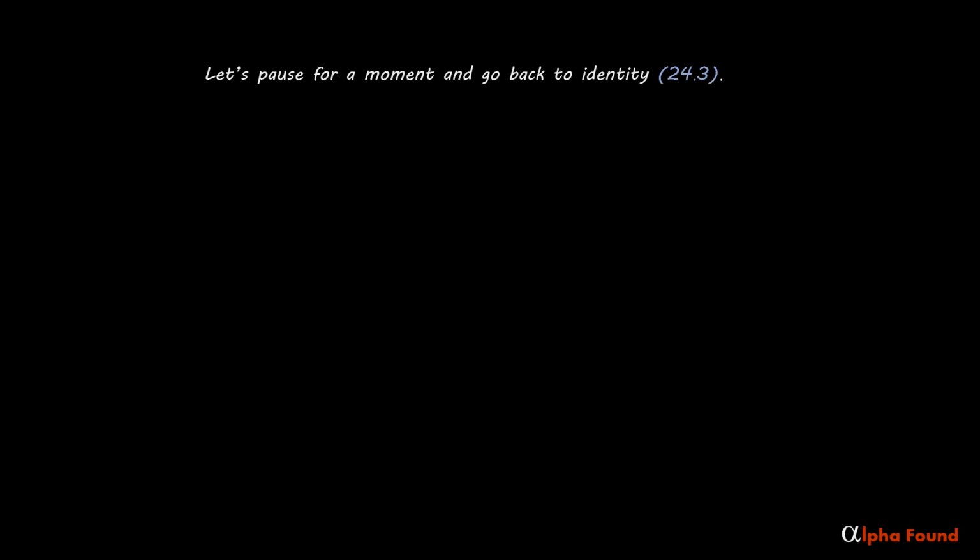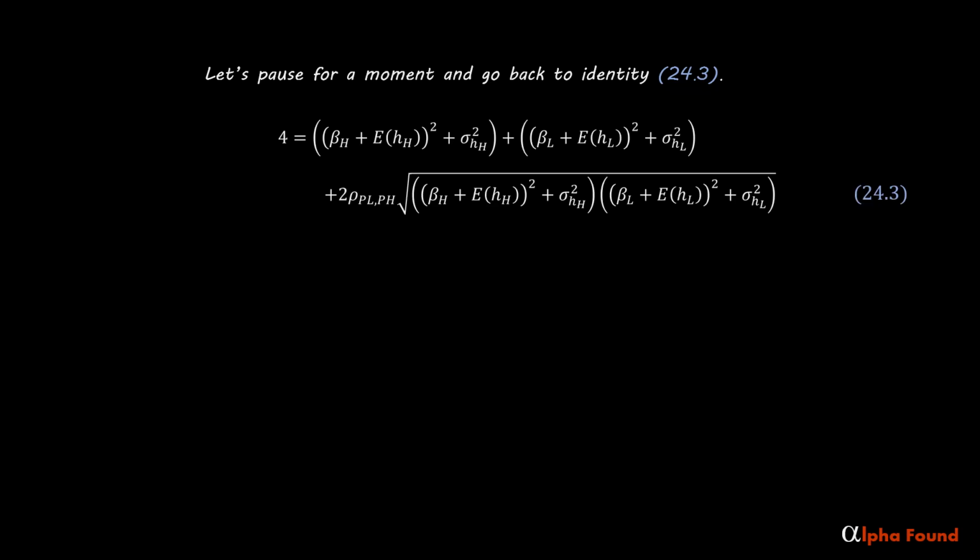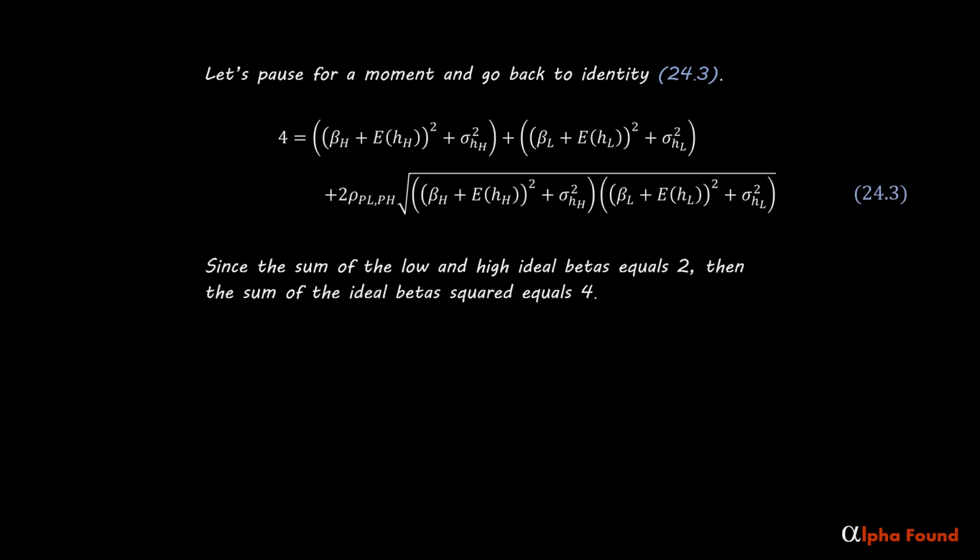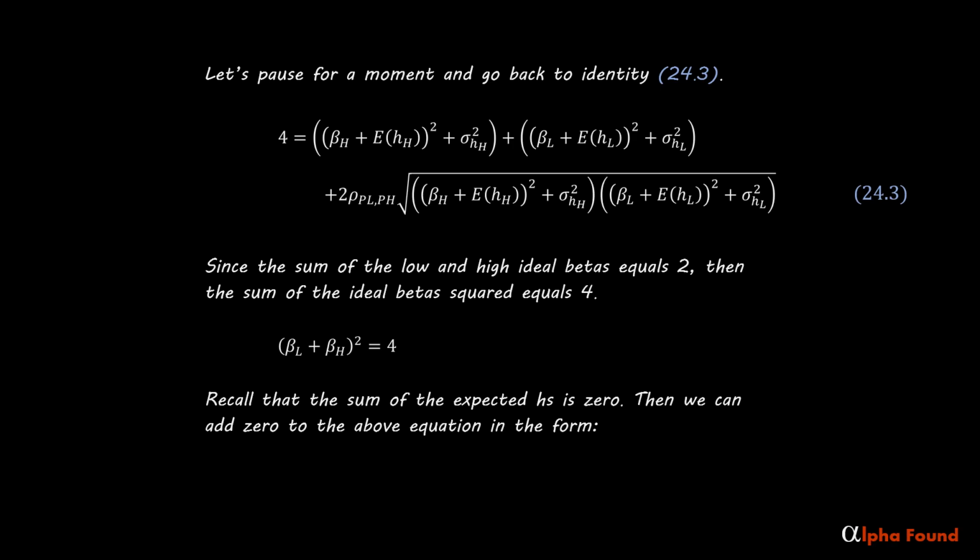Let's pause for a moment and go back to identity 24.3. Since the sum of the low and high ideal betas equals 2, then the sum of the ideal betas squared equals 4. Recall that the sum of the expected h's is 0. Then we can add 0 to the above equation in the form of expected low h plus expected high h.